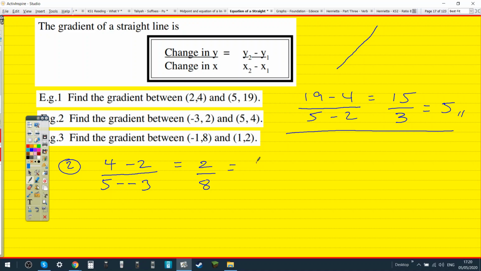Simplify. 2 over 8. Divide both by 2. 0.25. Yeah, or a quarter. You can half the top, half the bottom. And question 3.